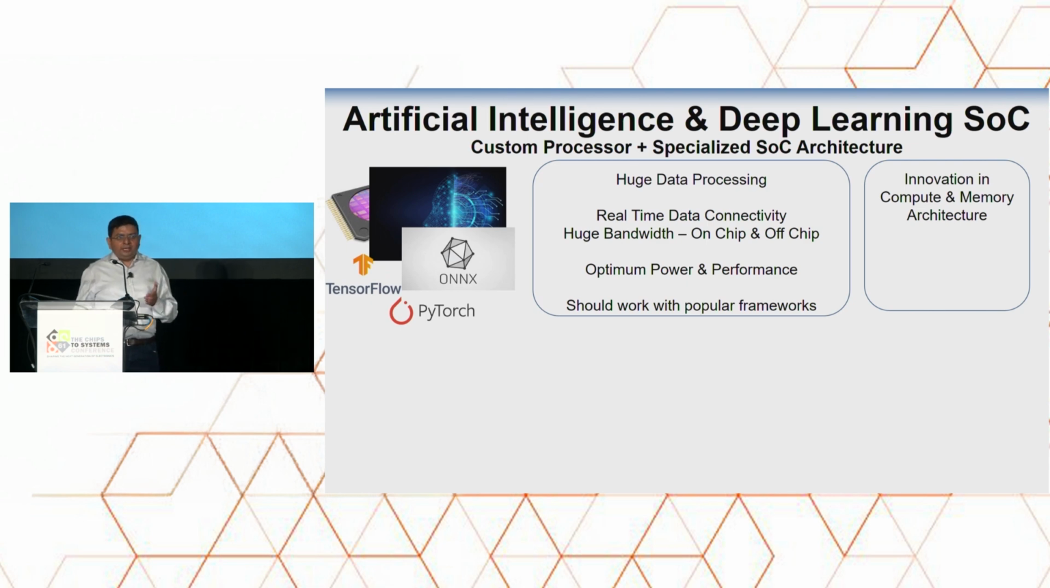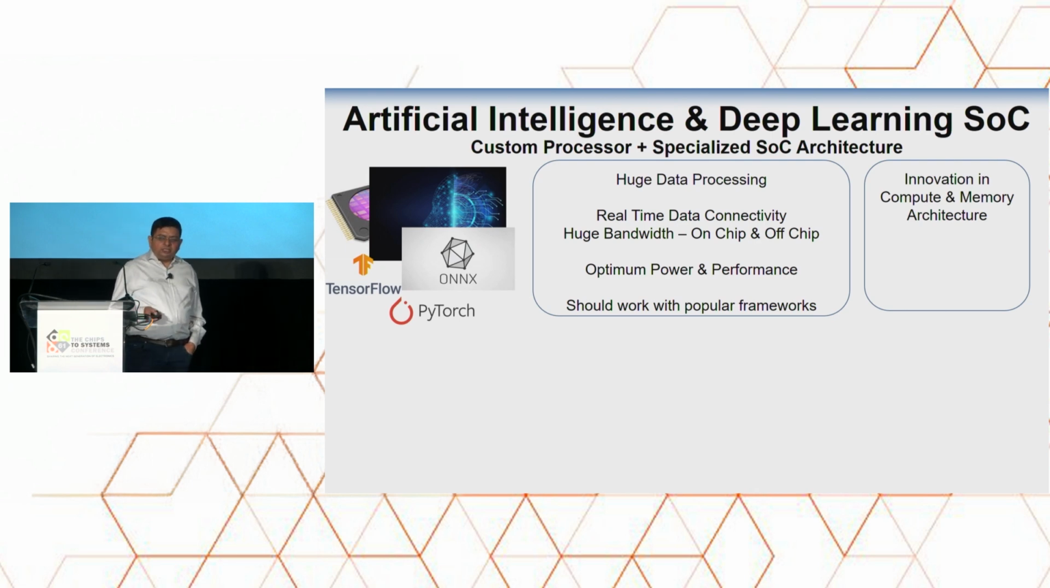Huge bandwidth is required for the data transfer off the chip as well as inside the chip. Optimizing the power and performance is very important in most of these use cases, irrespective of whether this kind of chip is being used for edge devices where there may not be a continuous power source, or in data centers where power consumption is becoming a huge cost. Moreover, when you are conceptualizing such a chip for these kinds of applications, you have to ensure that it's going to work fine with popular frameworks like PyTorch, TensorFlow, etc.